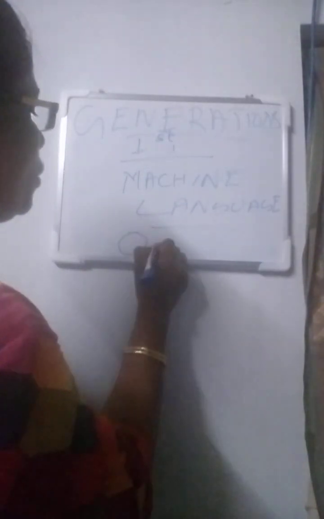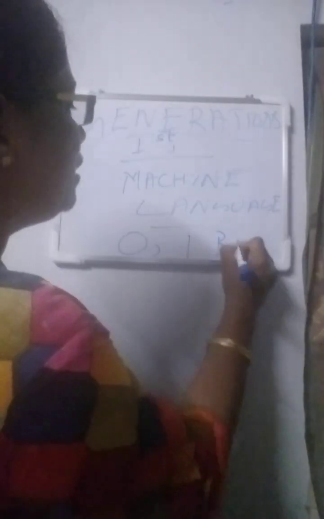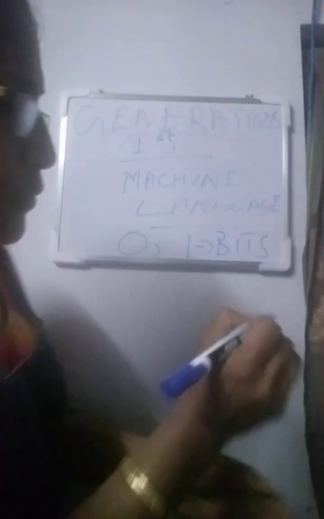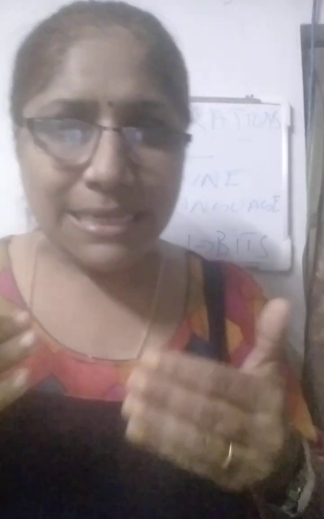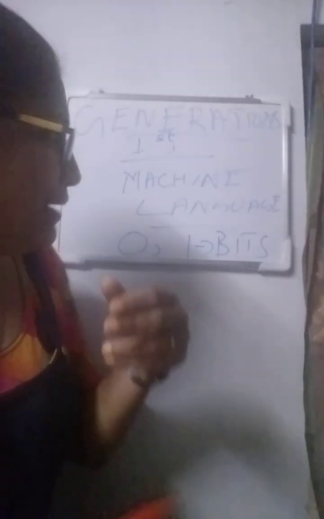Computer understands only 2 bits, 0 and 1. In order for the computer to understand the high level language, we have to convert the high level language into low level language. Computer understand only machine language. It understands only 2 bits, 0 and 1. Okay. Machine level language.